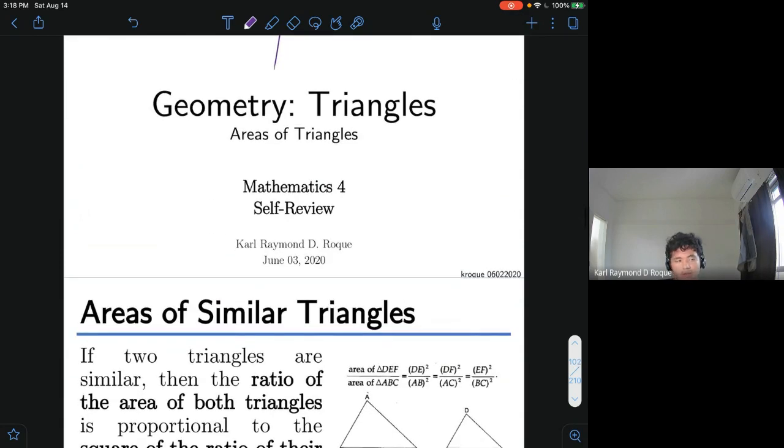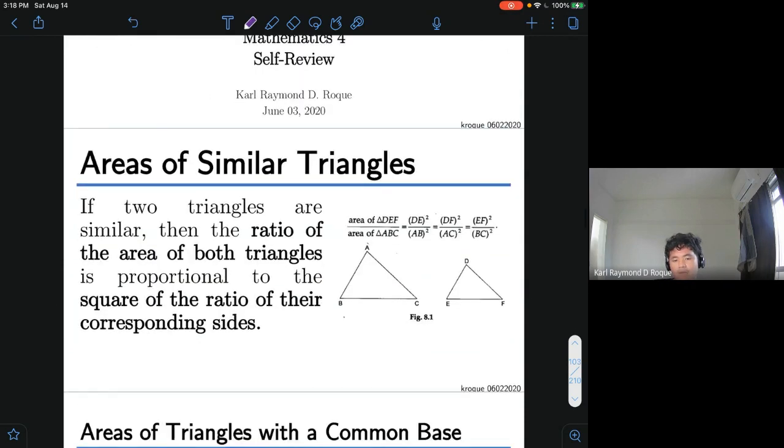Next, areas of triangles. If two triangles are similar, then the ratio of the area of both triangles is proportional to the square of the ratio of their corresponding sides. So, area of DEF to ABC, ang ratio niyan is DE squared over AB squared equals DF squared over AC squared equals EF squared over BC squared.